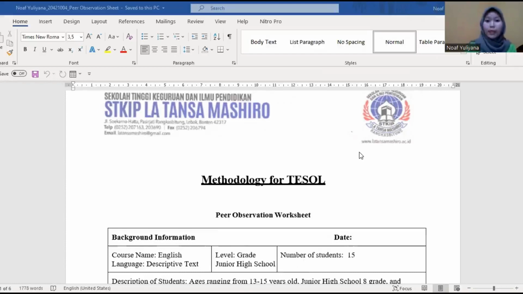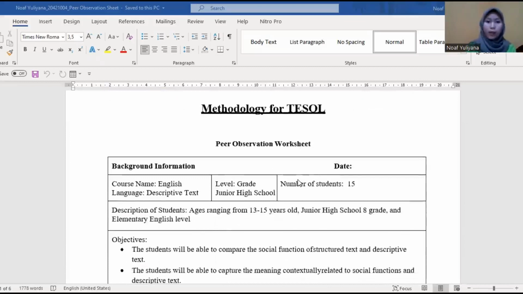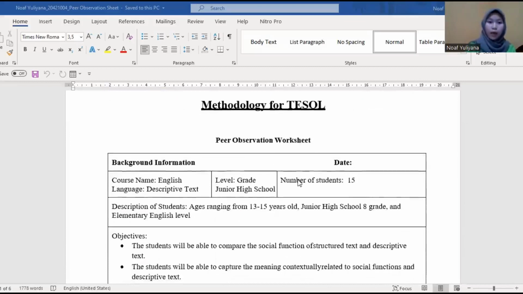Okay, let's see. Here I have the screen methodology for TESOL, the peer observation worksheet. The first is speaker information. Course name is English. Language material is descriptive text. Level of grade is junior high school. Number of students is 15. Description of students: age ranging from 13 until 15 years old, junior high school 8th grade, and elementary English level.